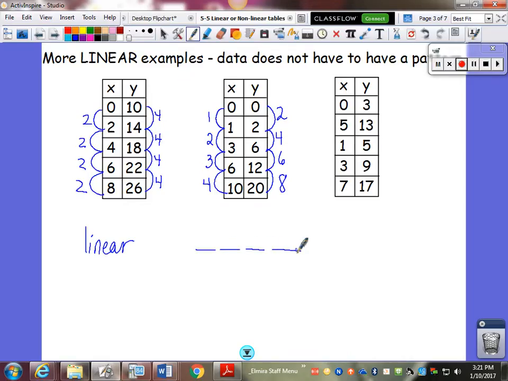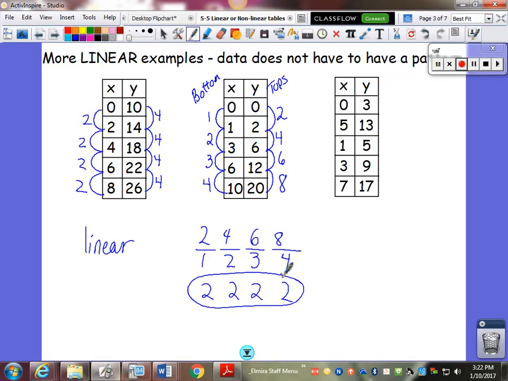So these numbers go across the bottom. What I have to do is set up divisions. Basically I have to calculate the rate of change for every level. 1, 2, 3, and 4. And these are all the tops of our division problems: 2, 4, 6, 8. So we're going to set up these divisions. 2 over 1 is 2. 4 divided by 2 is 2, 6 divided by 3 is 2, and 8 divided by 4 is 2. These are all the same.